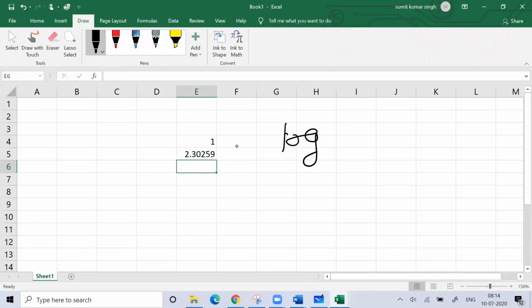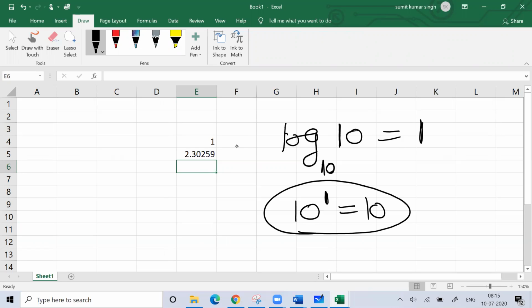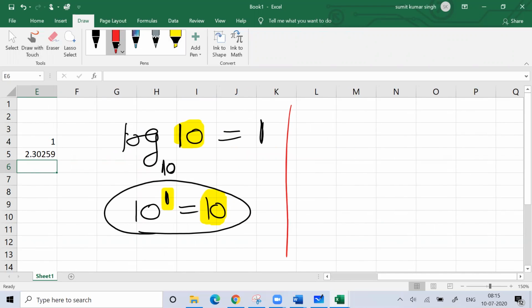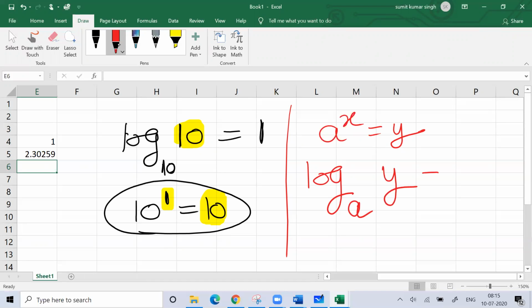We need to understand this. So why does log 10 give you value 1? Because here the base is 10. So basically, whenever we use log, it means till what power you can raise your number so that you can get this value. I'm looking for this value. So what power can I raise so that I get that value? That is the way we write log. So if it's written a to the power x is equal to y, you write it in the form of log base a of y equal to x.